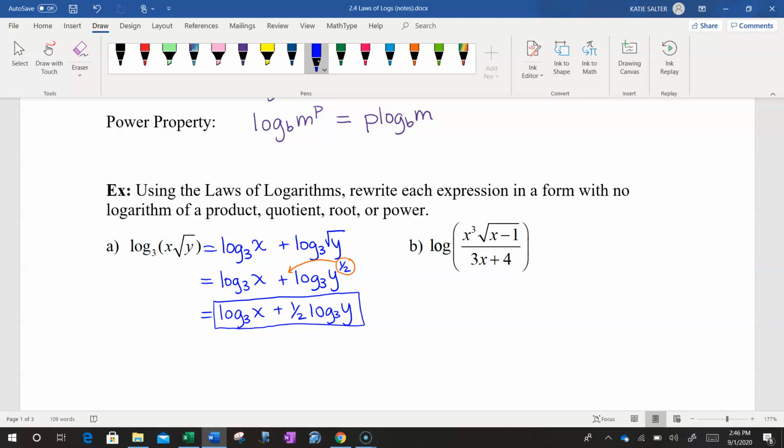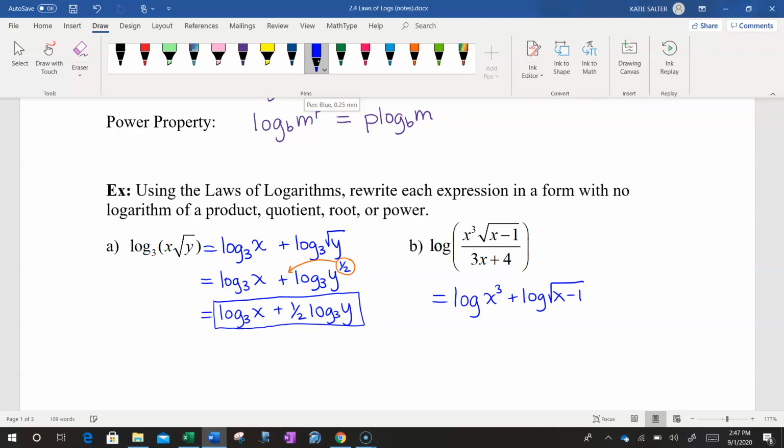All right, so this one's got a product in the numerator, and then it also has a quotient because it's dividing the numerator by the denominator. So let's break it up. Notice this one doesn't have a little subscript. That's okay. When you don't see the subscript, it's base 10. We'll be talking about that in our next lesson. But if it doesn't have a subscript, don't worry, just write it out. So this is log of x cubed plus the log of the square root of x minus 1.